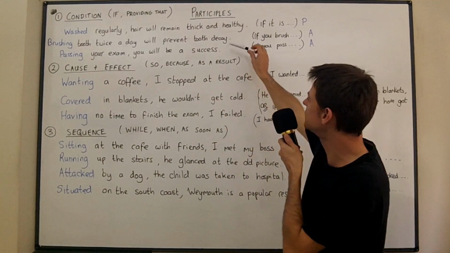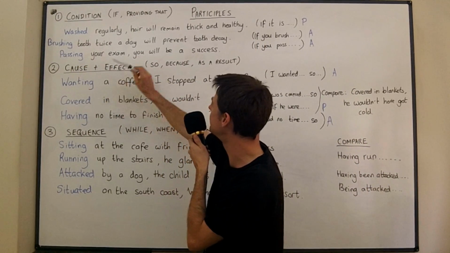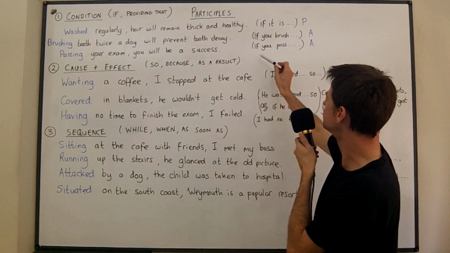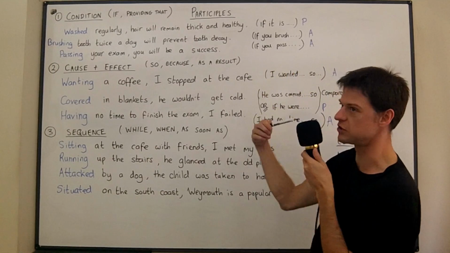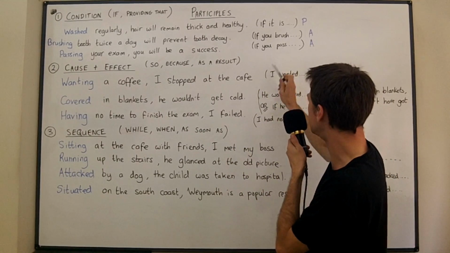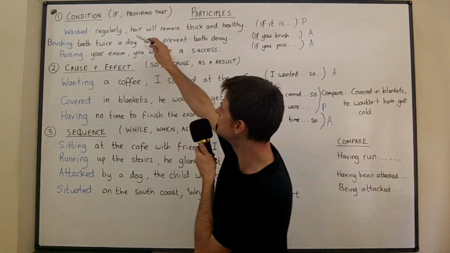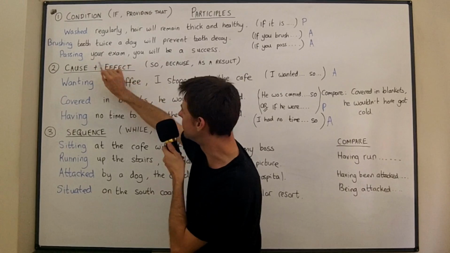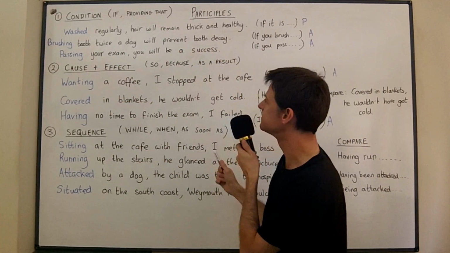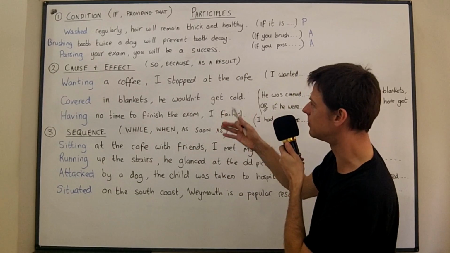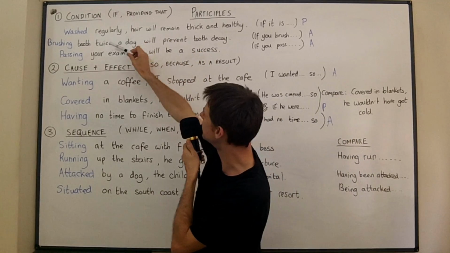However, look at the next sentence, and perhaps we'll start with this one because this one's closer. Passing your exam, you will be a success. This means if you pass your exam, active, you pass, not you are passed, but you pass. If you pass your exam, you will be a success. Note the comma because we've got a subordinate clause and an independent clause, a main clause, coming second. So when you start with a subordinate clause, you have a comma after the subordinate clause and then have the main clause.